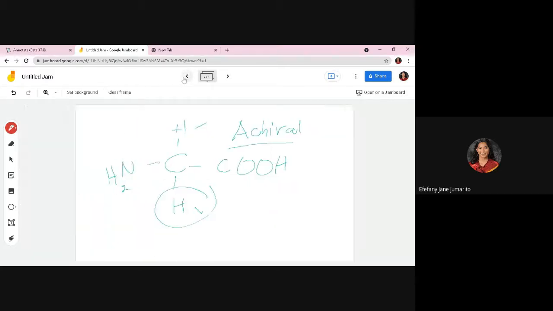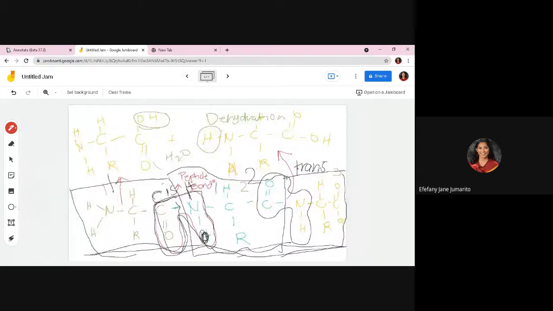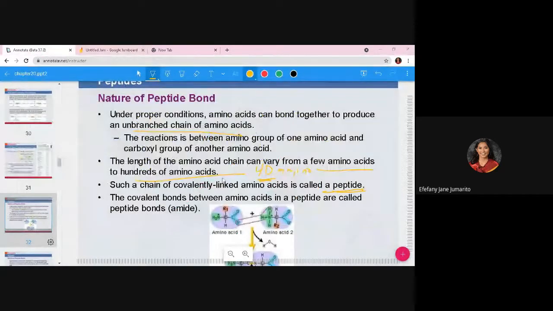Let's go back to earlier. Okay, this one is your peptide bond. It's an amide because of your N. Okay, amide bond or peptide bond. Wait for me, class. I'll go back, I need to get my charger.